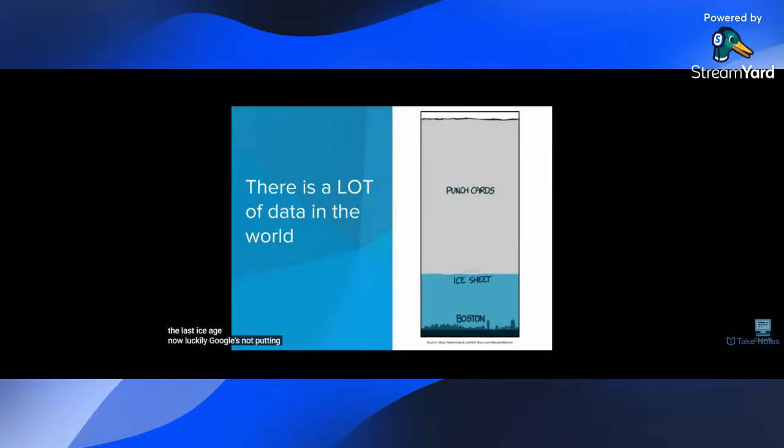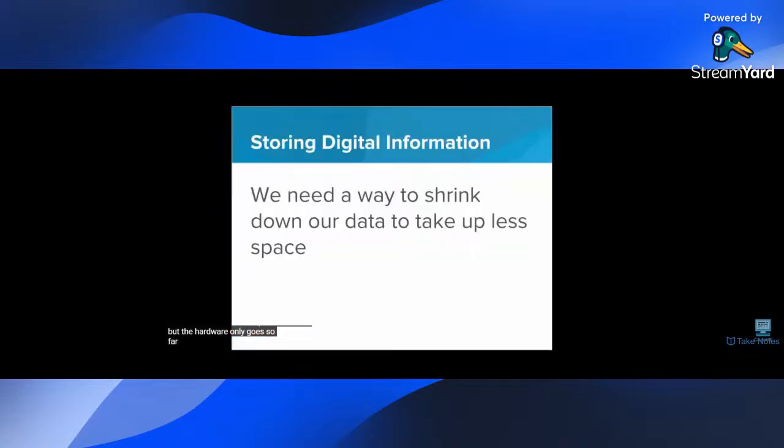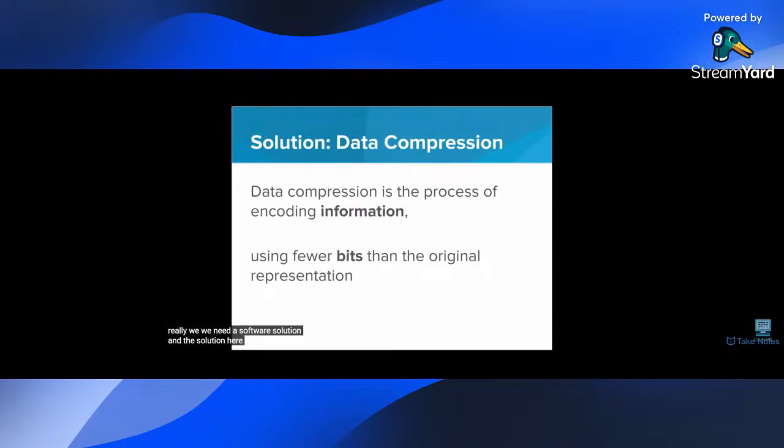Now, luckily, Google's not putting all their data on punch cards. We have much more clever ways of storing data on hardware like disks and tapes and drives, but the hardware only goes so far. We really need a way to shrink down our digital information, to take up less space. The hardware does a pretty good job. We're finding ways to pack bits into smaller and smaller areas of space, but really we need a software solution. And the solution here is data compression.